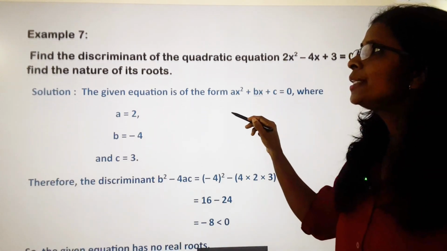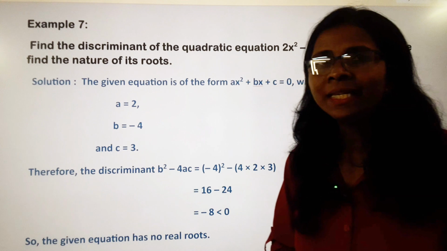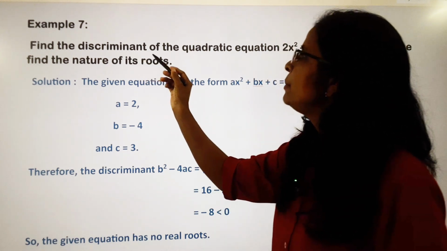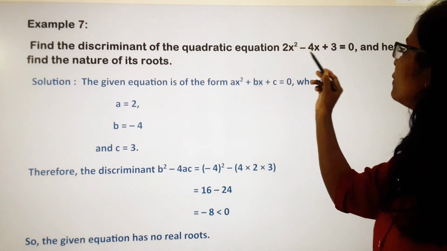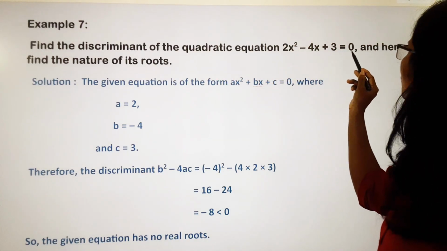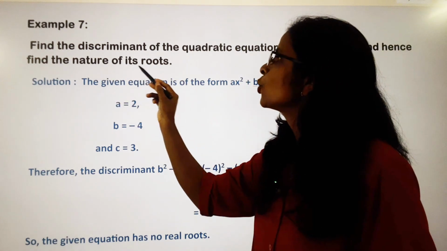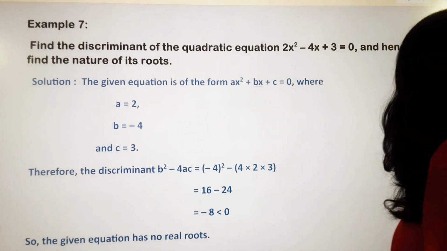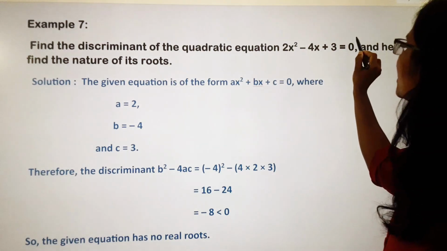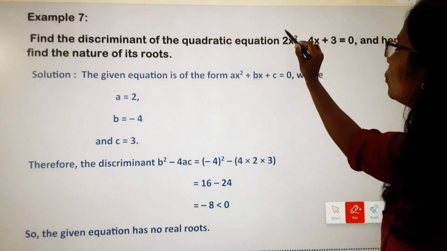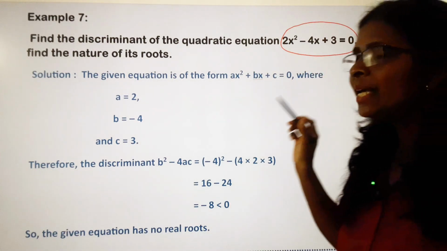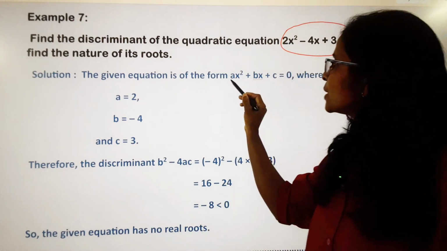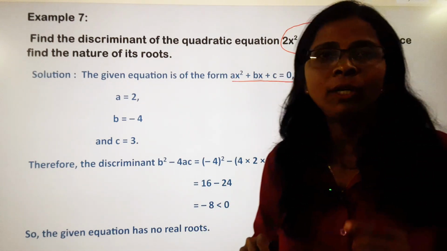Now students, see an example on the basis of this nature of the roots. Find the discriminant of the quadratic equation 2x² - 4x + 3 = 0, and hence find the nature of its roots. So here the given equation is 2x² - 4x + 3 = 0. That means we compare this equation with the standard form of the quadratic equation ax² + bx + c = 0.